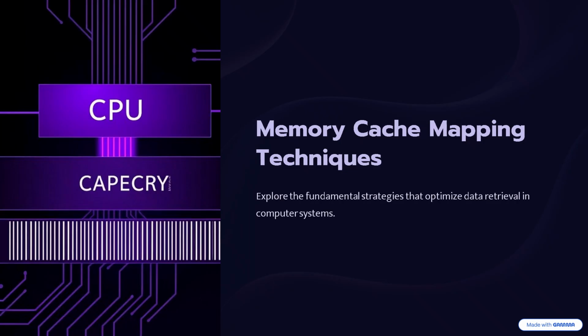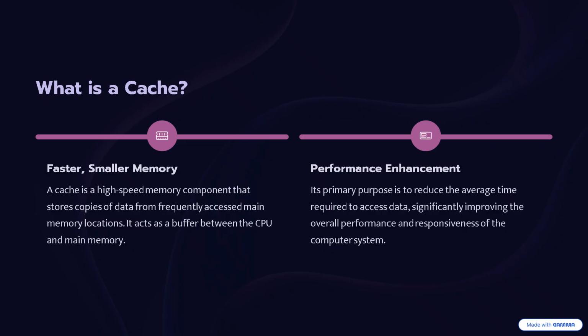Talking about memory cache mapping techniques. In this lesson, we are going to explore the fundamental strategies that optimize data retrieval in computer systems. What is a cache? A cache is a high-speed memory component that stores copies of data from frequently accessed main memory locations. It acts as a buffer between the CPU and the main memory.